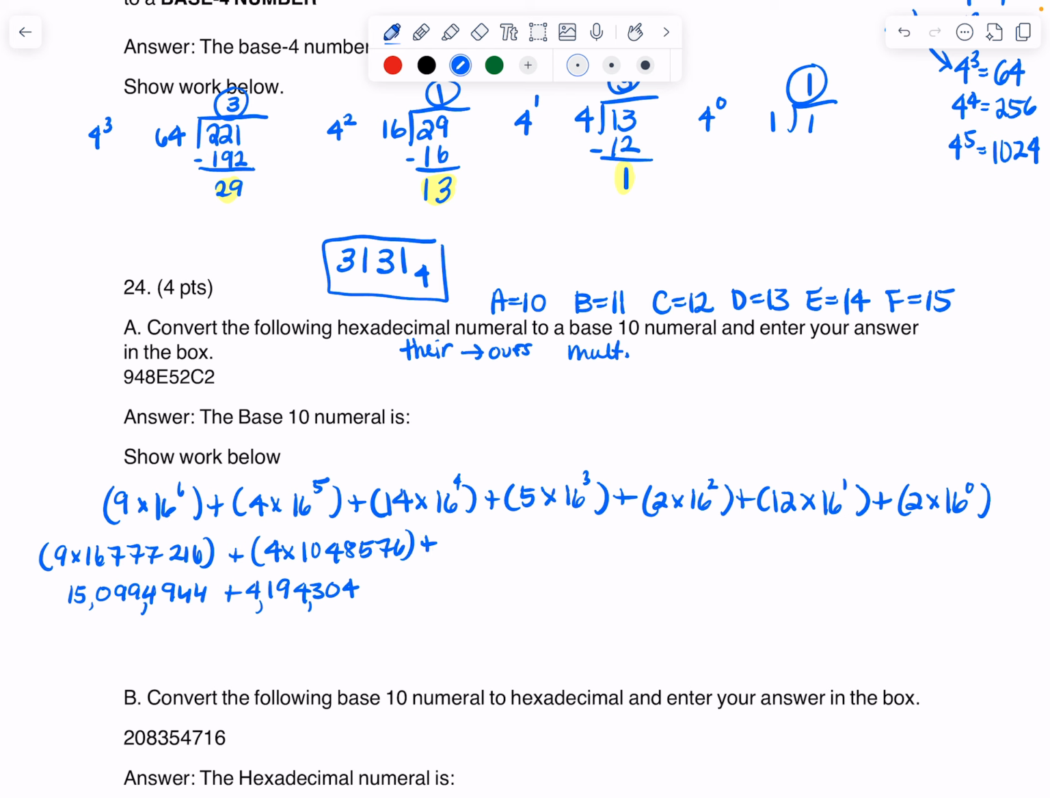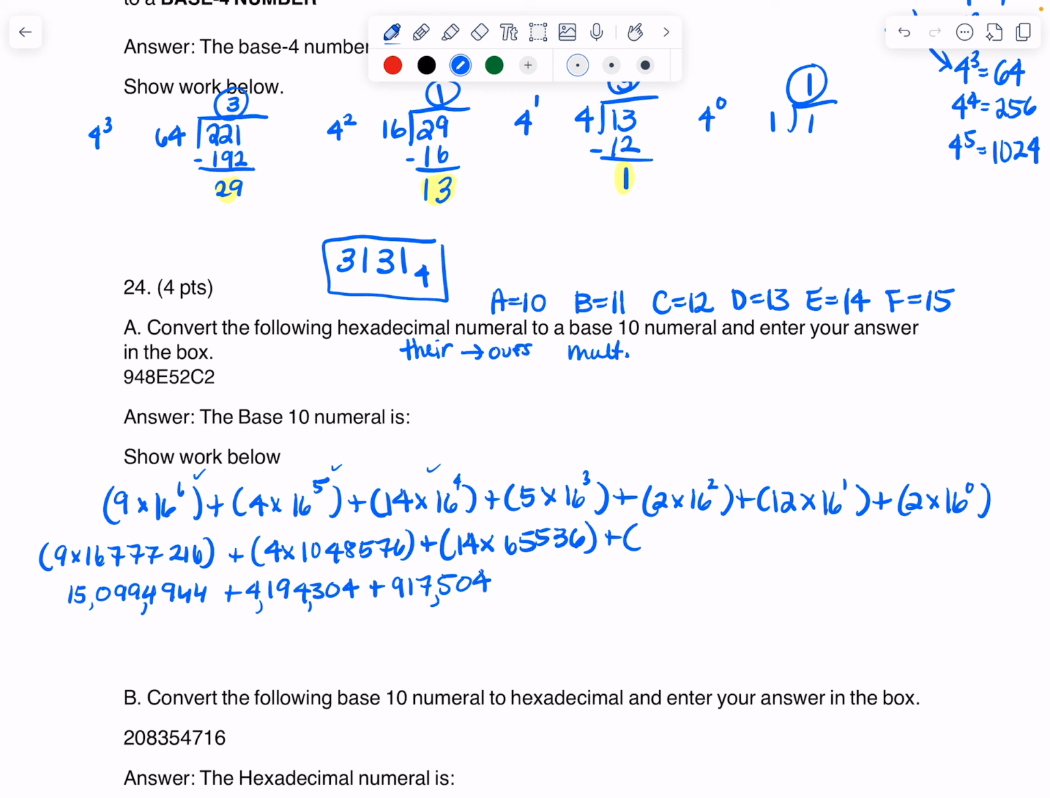moving down with 16 to the 4th. 16 to the 4th is 65,536, so I have 14 times 65,536. And guys, I'm just going to put a little check mark over these just so I can keep track of where I'm at. So multiply that by 14, and I get 917,504.